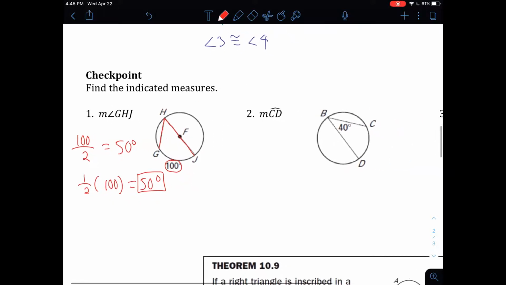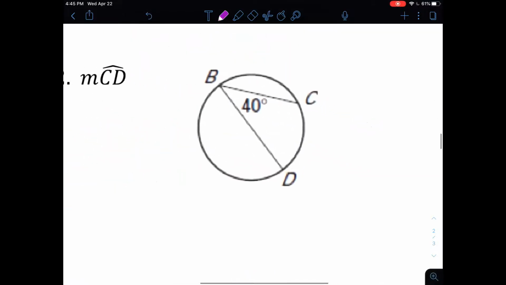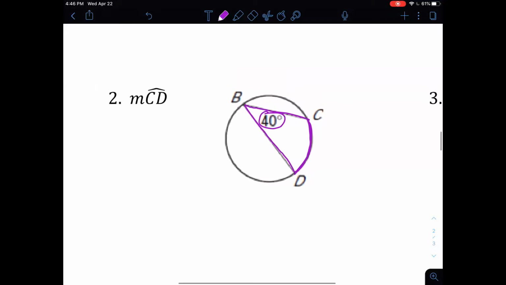All right. Now we're looking for measure of arc CD. Okay, so that's this arc right here. So look, we're looking for angles that intercept this arc here. It looks like this 40 degrees right here intercepts this arc. So what do you guys think? Is CD going to be double or half of 40? The arc is double, the angle is half the arc, so we're going to do 2 times 40, which equals what? 80 degrees.